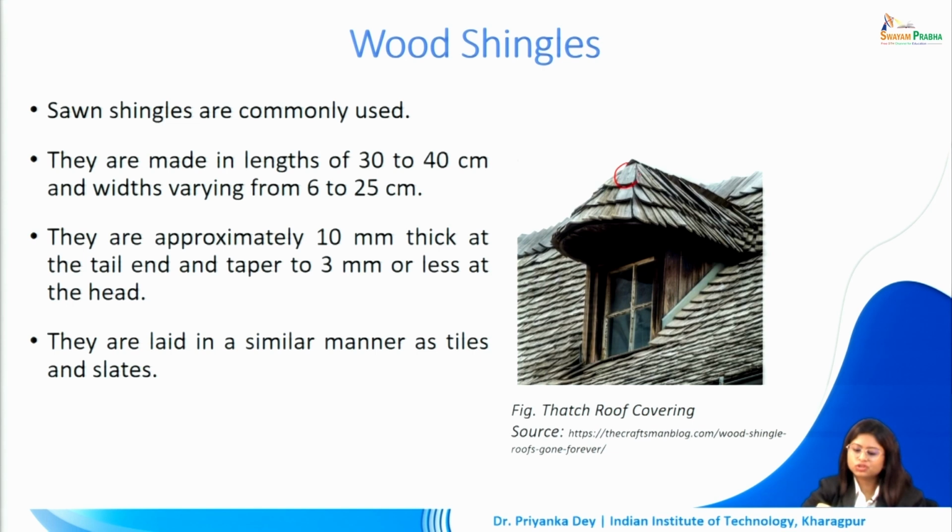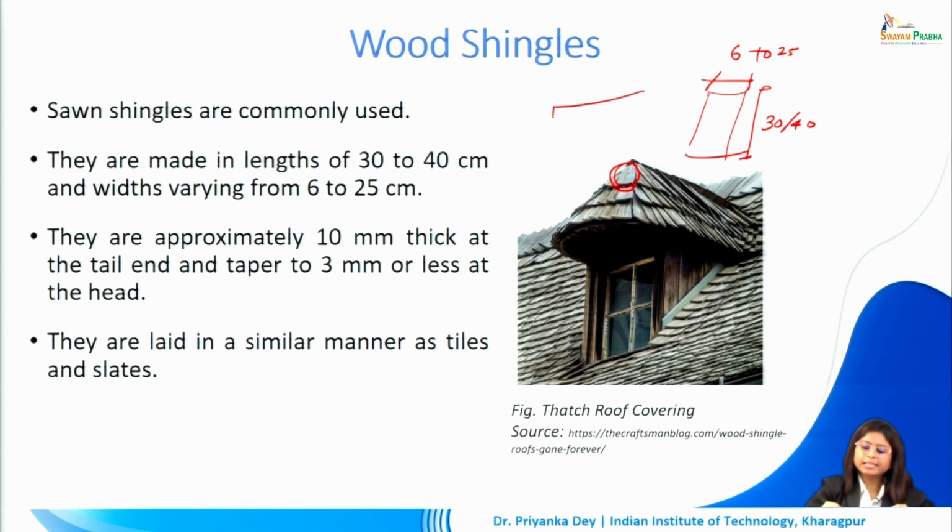That means if we see each particular piece, this would be about 30 to 40 centimeter in length, and the width may vary between 6 to 25 centimeter. Now they are approximately 10 mm in thickness at the tail end and taper to about 3 mm or less at the head. So that means if we see it from the side, the cross section is different at the two ends. One side it is slightly thicker. Now they are laid in a similar manner to tiles or slates. So we are arranging them in certain courses at a certain order, one after the other.